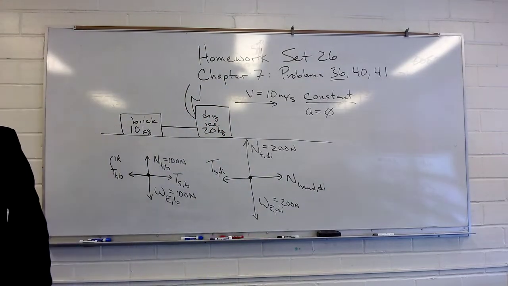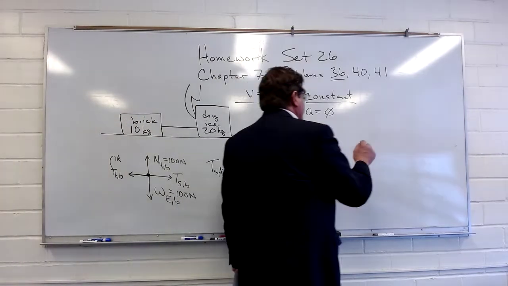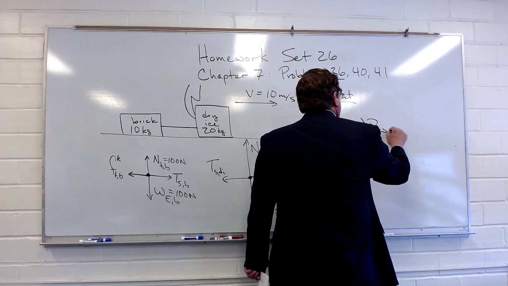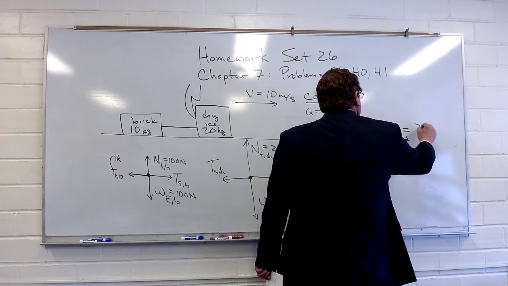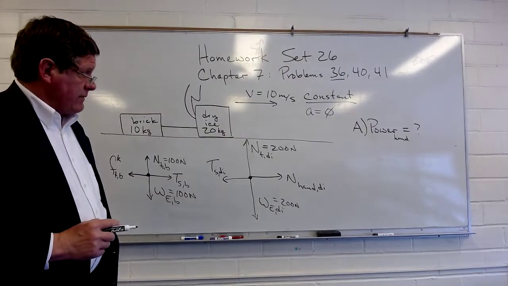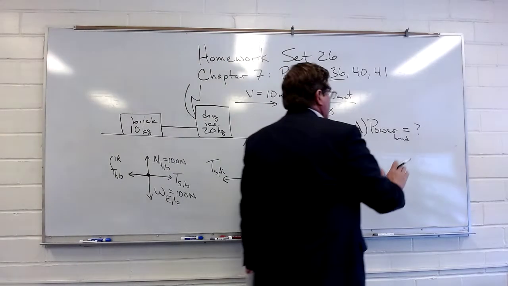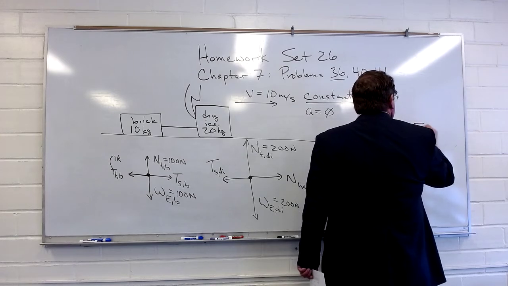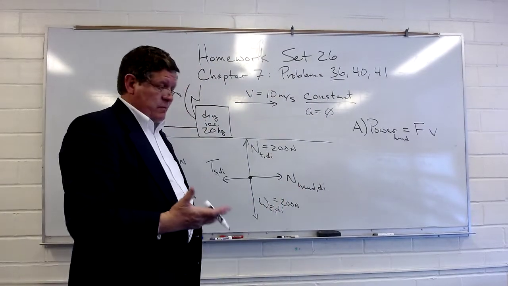Now, the first part of this problem is asking us to find the power delivered by the hand. Now, you know, whenever something's moving at a constant velocity, that we can write the power as that force times that velocity. Well, where does that come from?